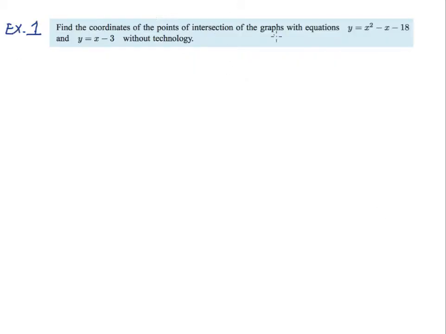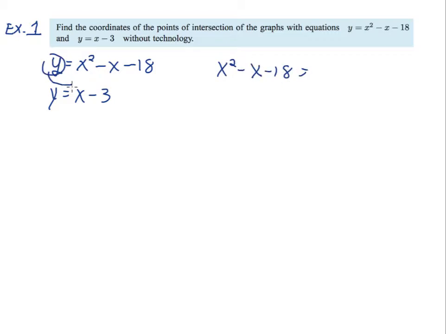Example number 1. Find the coordinates of the point of intersection of the graphs of these two equations. So the first equation is the quadratic, x squared minus x minus 18. The second equation is a linear function. To do this, again, just set the quadratic equation equal to the linear function. Since they're both equal to y, we can substitute x minus 3 in place of the y.